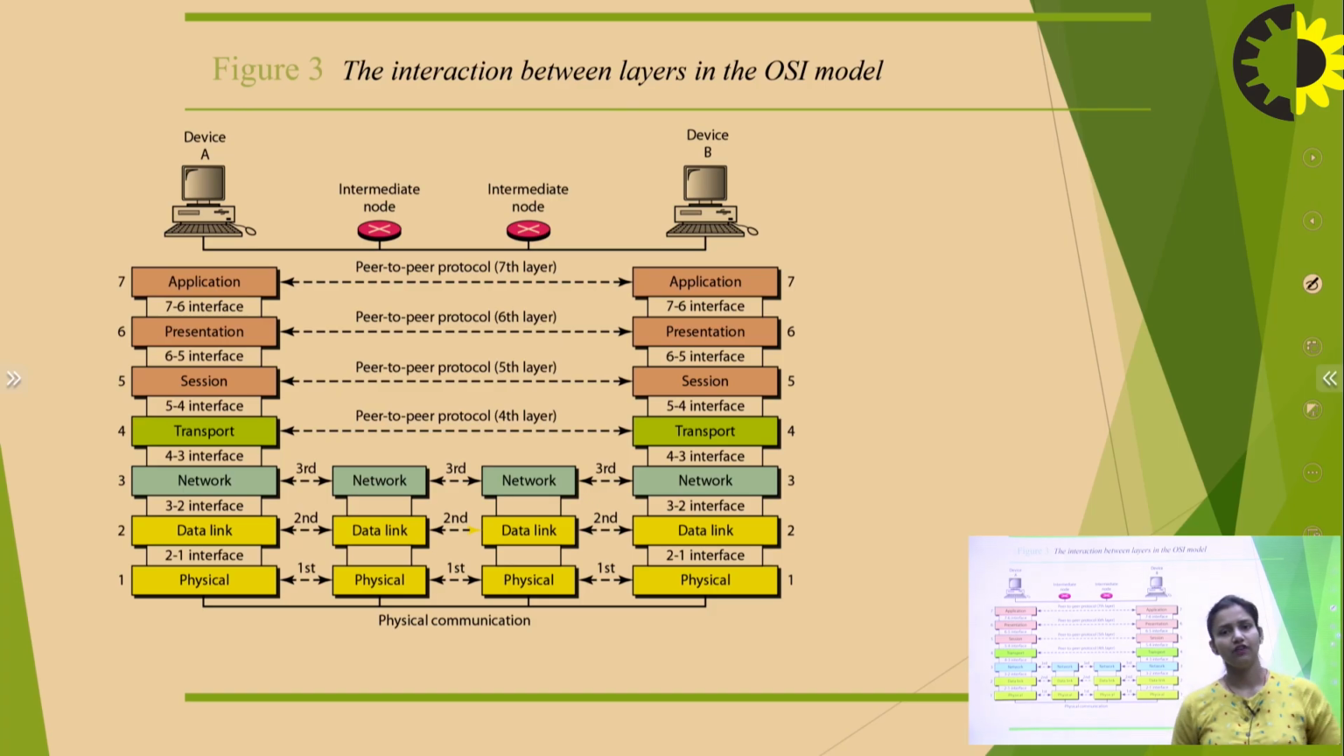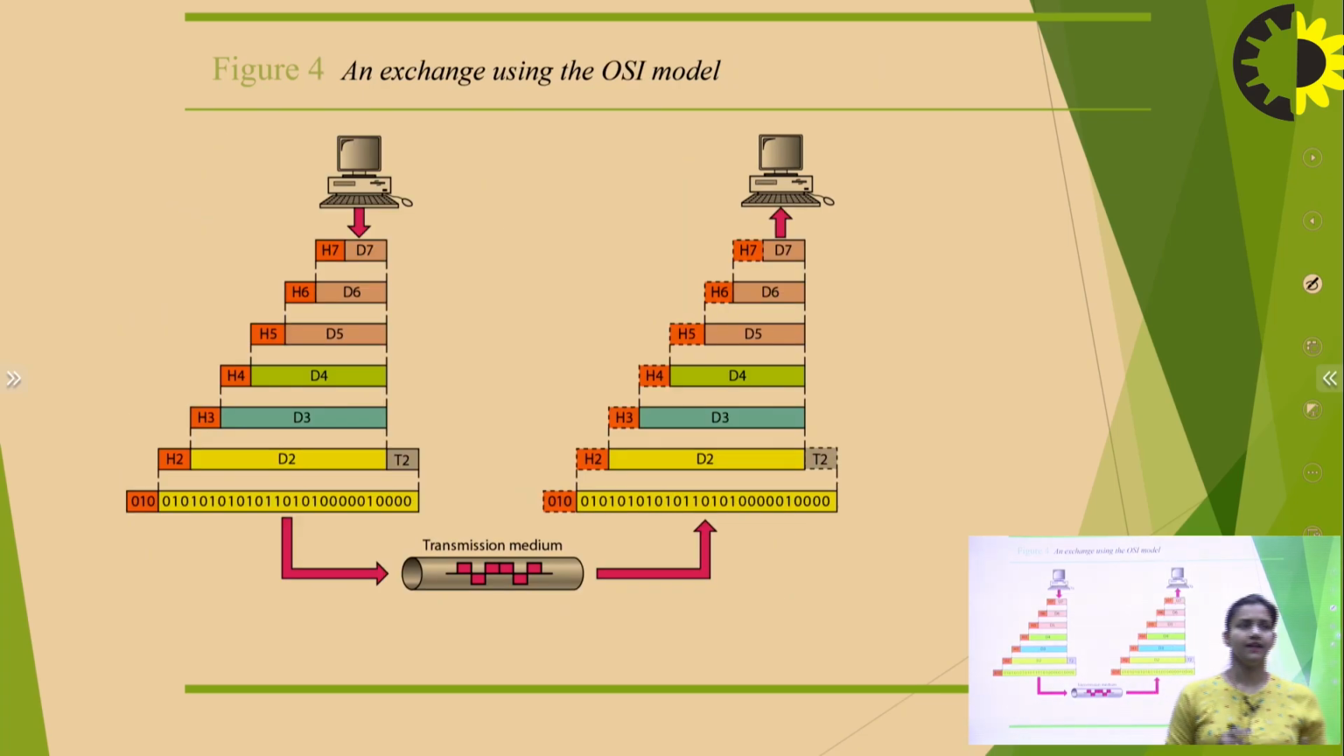So the data is traveling from layer 7 of the OSI model backward, like 7, 6, 5, 4, 3, 2, 1. Then it gets transferred through physical transmission, and then it goes through the layers forward: 1, 2, 3, 4, 5, 6, 7. Now the exchange using an OSI model. As you can see in this diagram, there is data at all stages, like D7, D6, D5, D4, D2, D1.